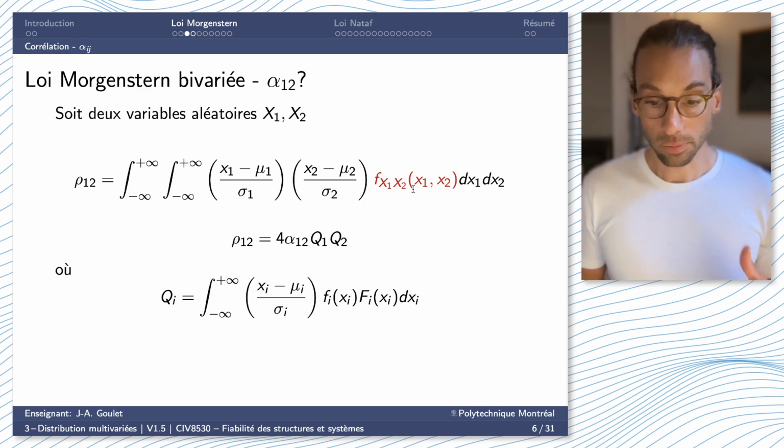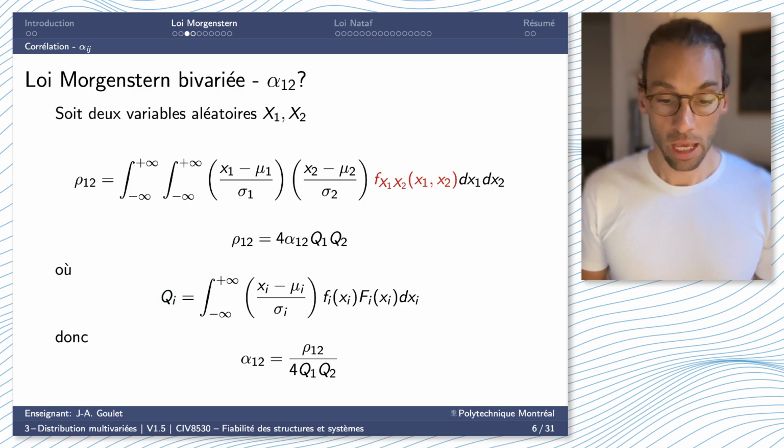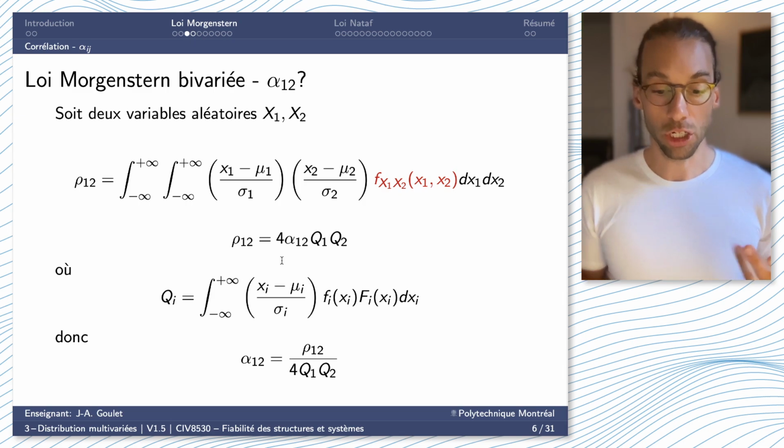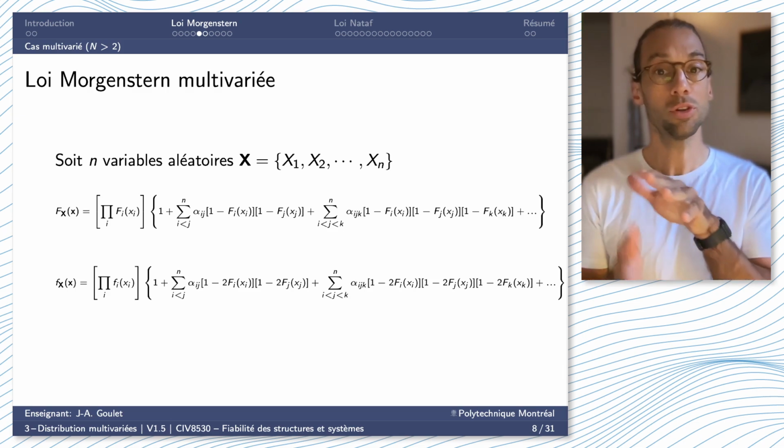In this case, we're going to approximate that relationship, where rho 1,2 is equal to 4 times alpha 1,2, q1, q2, where these q1, q2 are given by these relationships here. We can reverse this relationship to say that alpha 1,2 is equal to rho divided by 4 q1 q2, where these q1, q2 are defined according to what type of distribution I am looking at. For some distributions it is a constant, for others it is a formula defined according to the parameters of the distribution. That was for the bivariate case.